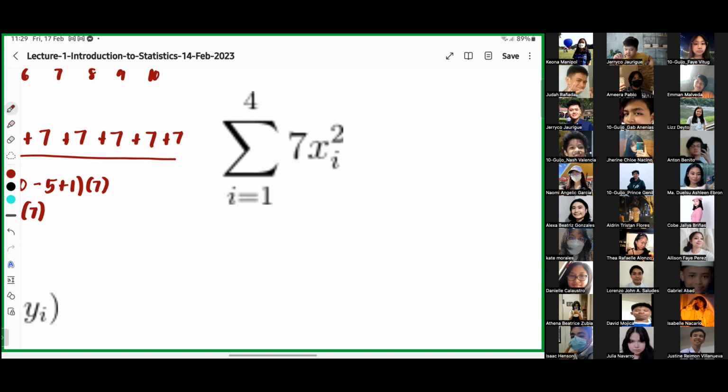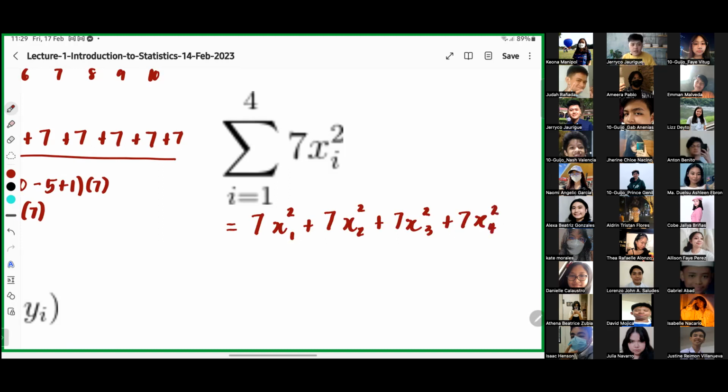No worries, no worries. V x squared sub 1 po. So, dito ko na yung sulat, no? Sige po. Plus V x squared sub 2. What's V? V is 7. 7x squared sub 1 plus 7x squared sub 2 plus 7x squared sub 3 plus 7x squared sub 4. Ay, sorry. Sub 4 pala. Alright, thank you. That's it.